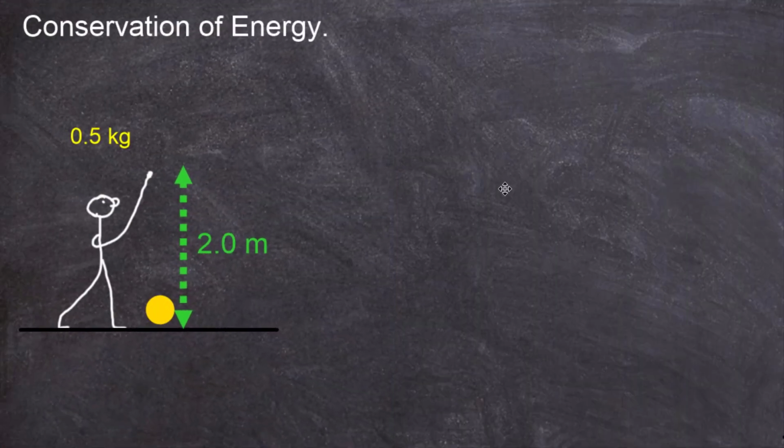Here's a situation where someone lifts a 0.5 kilogram ball from the floor all the way up to a height of 2 meters and holds the ball there. Now, in that position, the ball has what we call gravitational potential energy. In fact, we can work it out. It's quite an easy formula.